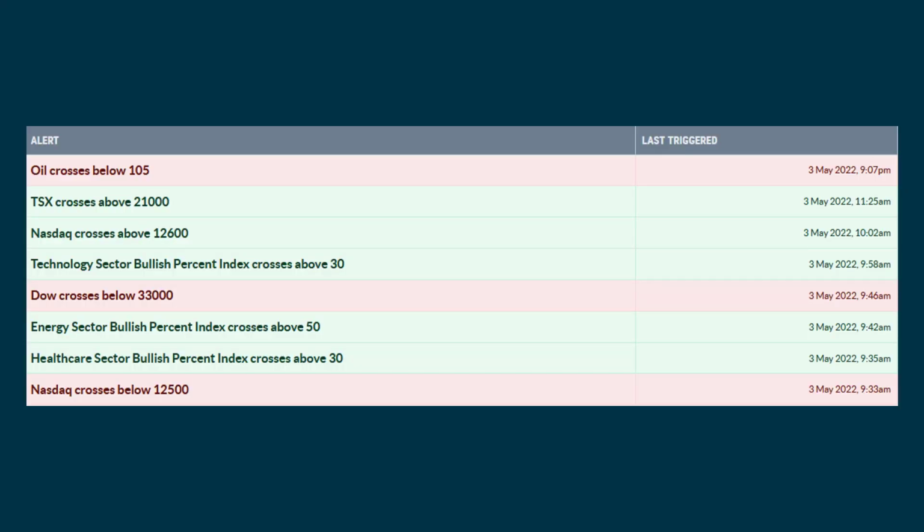Technical alerts, some positive, some negative. The Dow is not on here. It crossed below 33,000 at one point, but the NASDAQ went below 12.5 at one point.